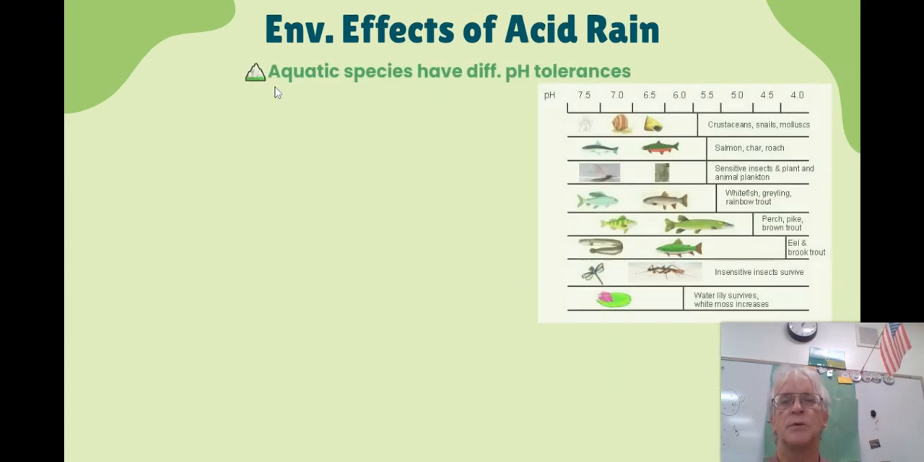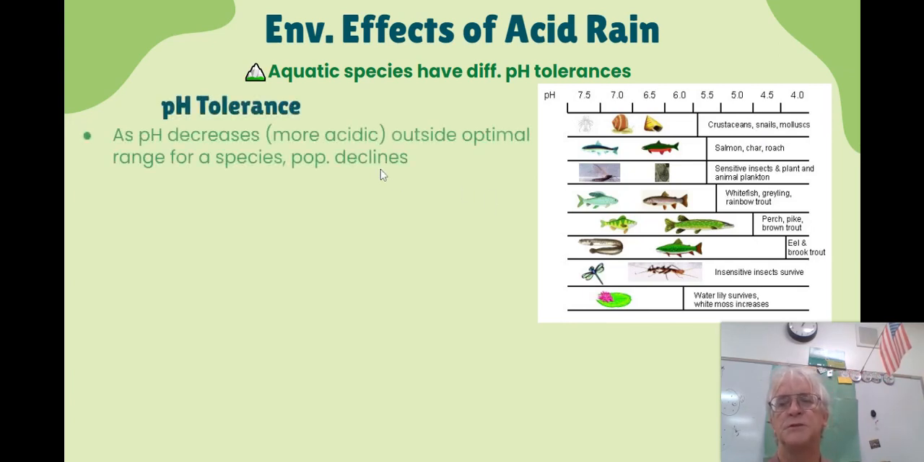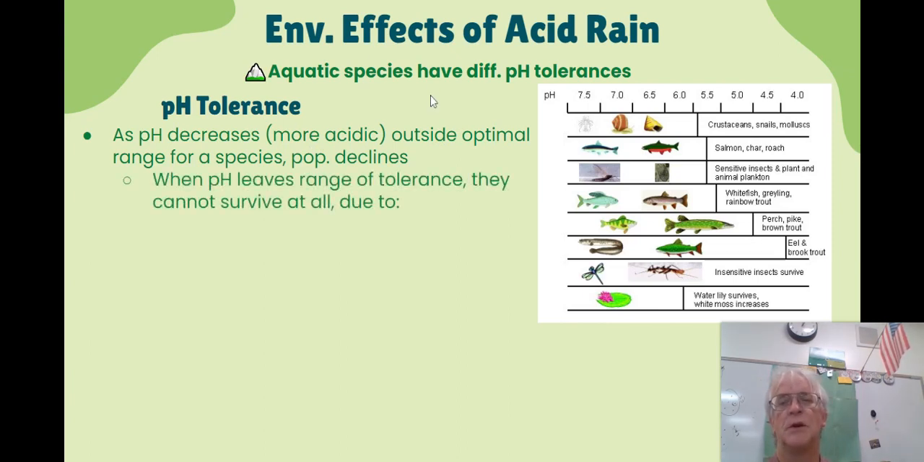Environmental effects of acid rain: some species have different tolerances. So you can see here 7 to 7.5 is neutral. As you go down farther and farther, there are fewer and fewer organisms that can handle it. pH tolerance: as pH decreases and becomes more acidic, it becomes outside the range for many species, and therefore the population declines. When pH leaves the range of tolerance, in other words where they can survive, they lose the ability to reproduce and or they die.